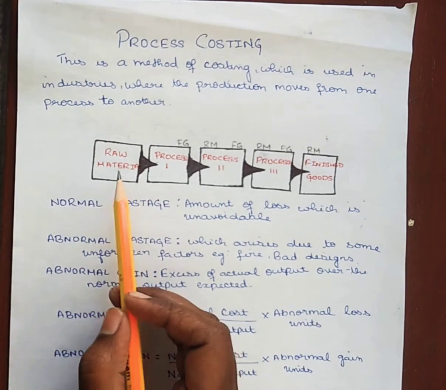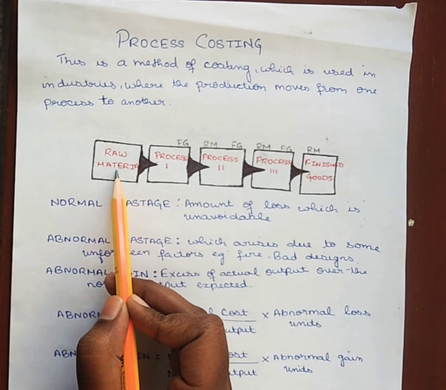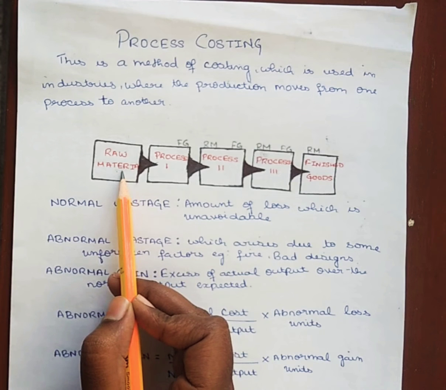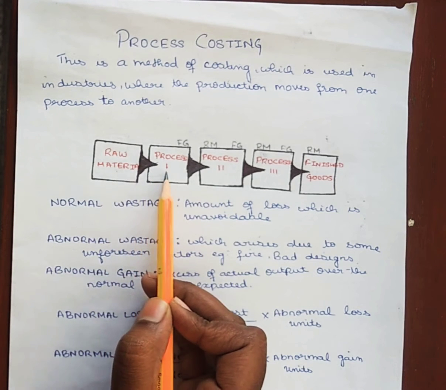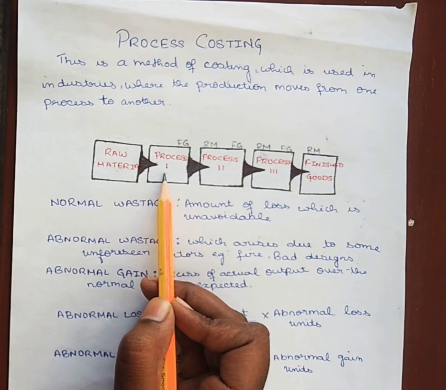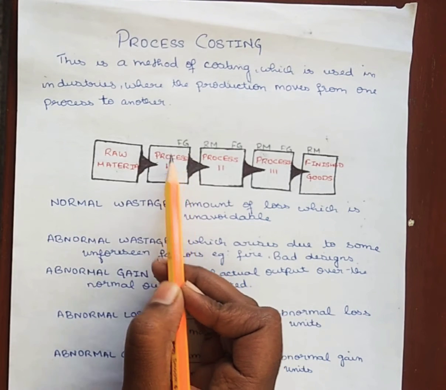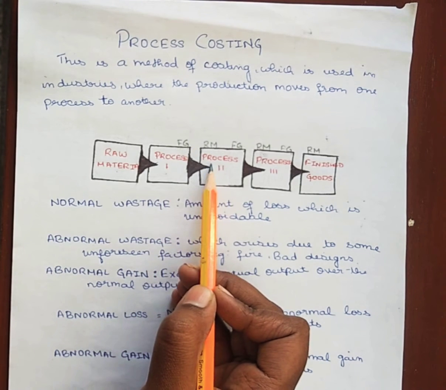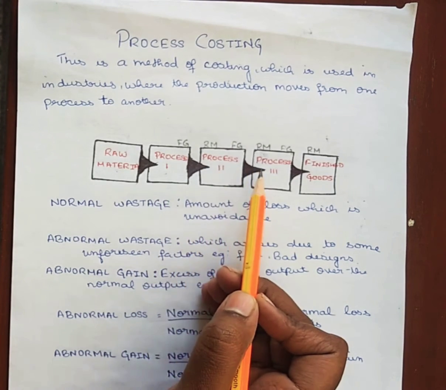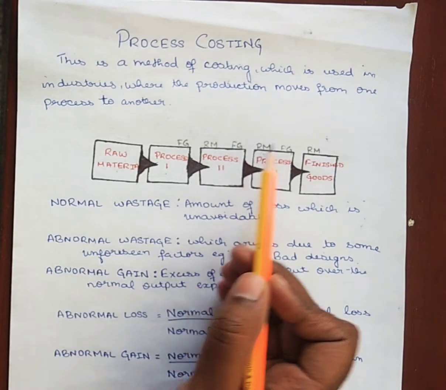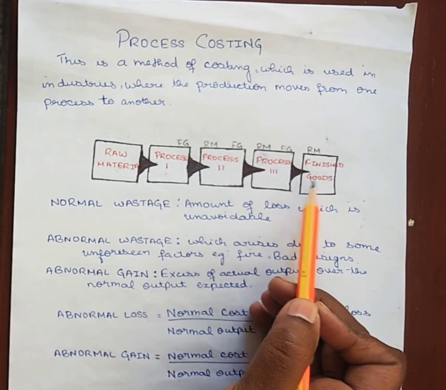Now look here, what is happening? First, raw materials will be passed on to process 1. The finished product, whatever it is in process 1, will become the raw material of process 2. From process 2, it will be passed to process 3 and then finally we will get the finished product.